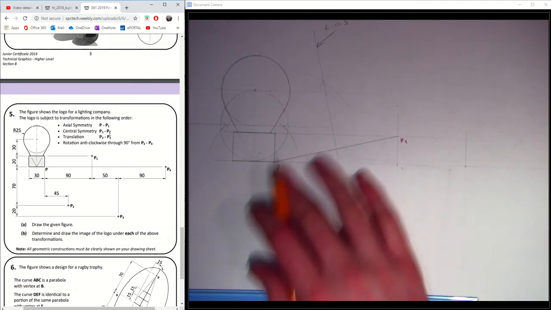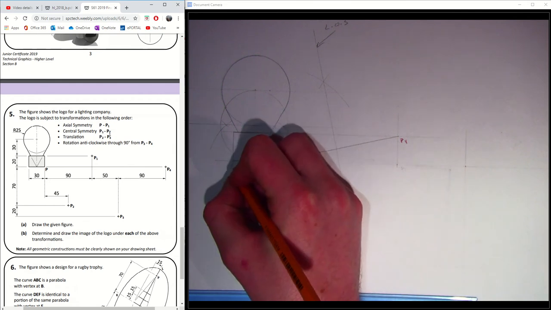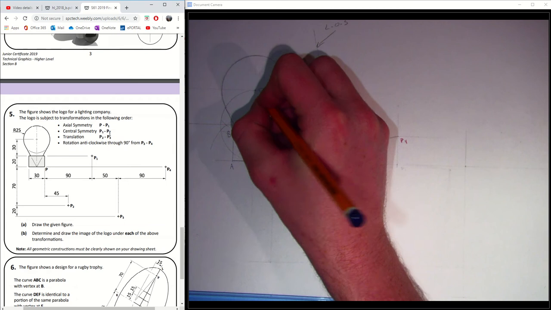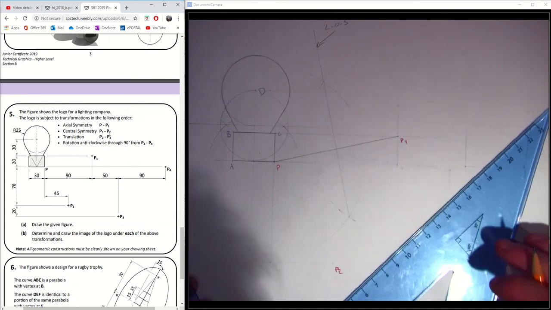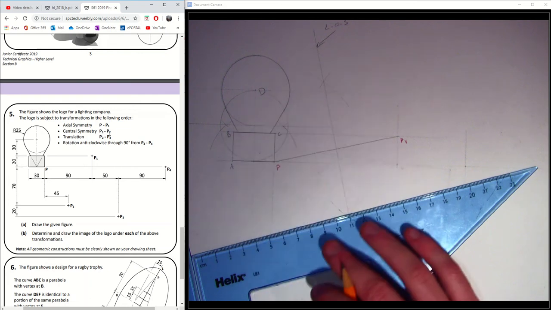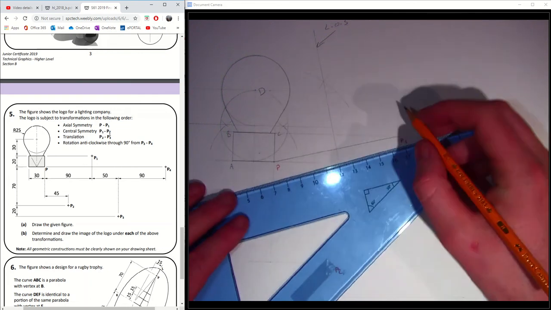The first thing I'm going to do is label my drawing. I'm going to call this piece A, B, C, and I'm going to call the center point D. Now, one thing to know when we're doing transformations is that nothing in terms of dimensions changes. All the dimensions are staying the same, so we're not scaling up or down any of the parts.